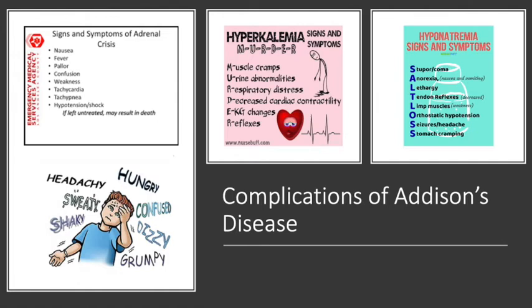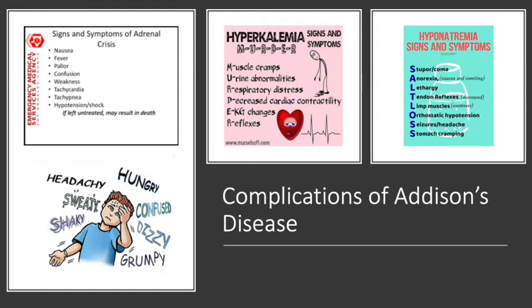Hyponatremia and hyperkalemia are also complications that can result due to Addison's disease. The reason that these electrolyte imbalances are common is related to the decreased aldosterone levels, which causes excess sodium to be excreted and excess potassium to be reabsorbed by the kidneys.